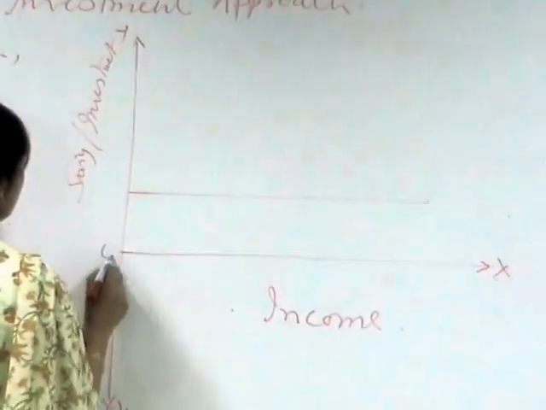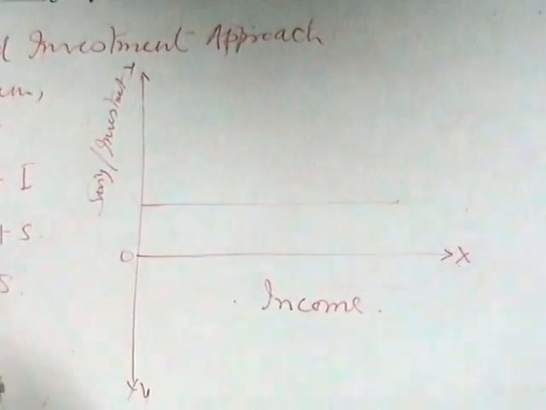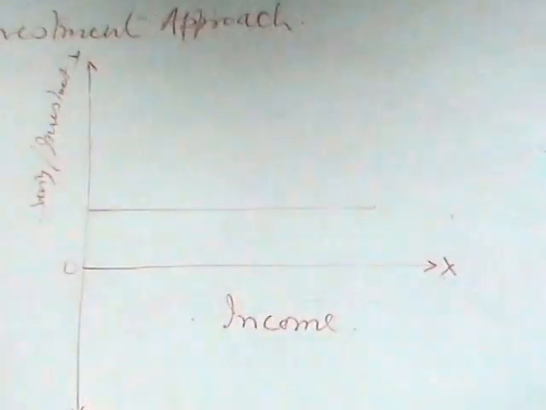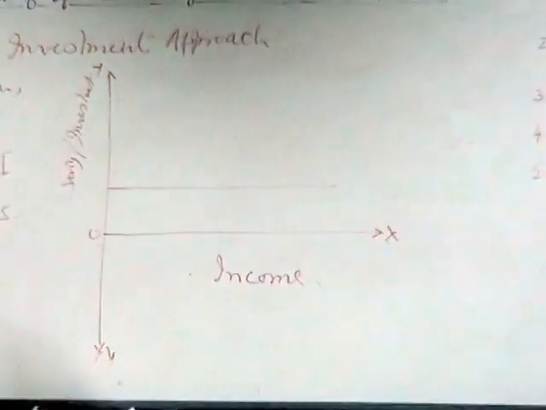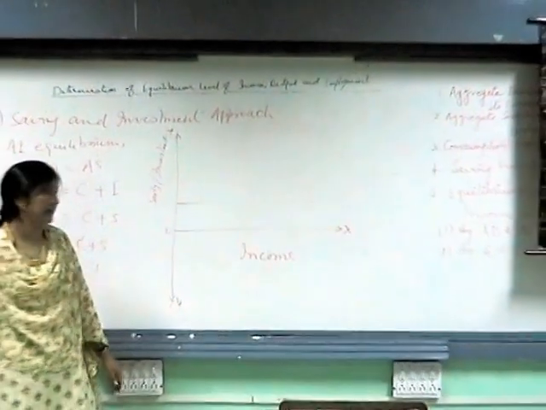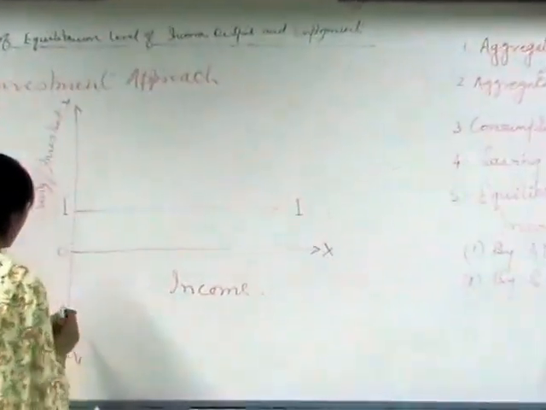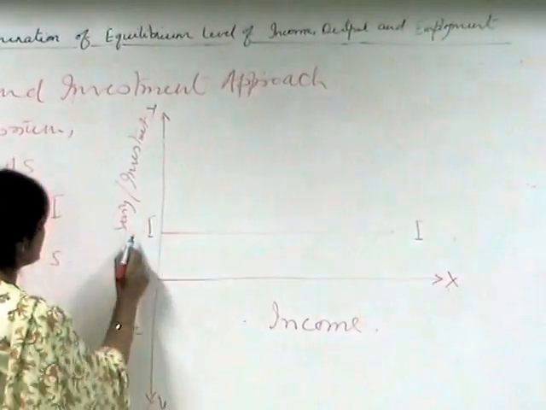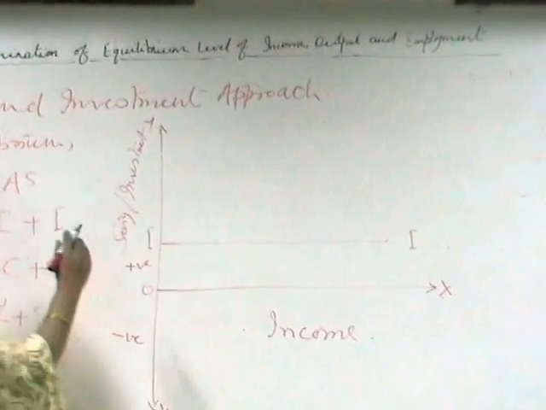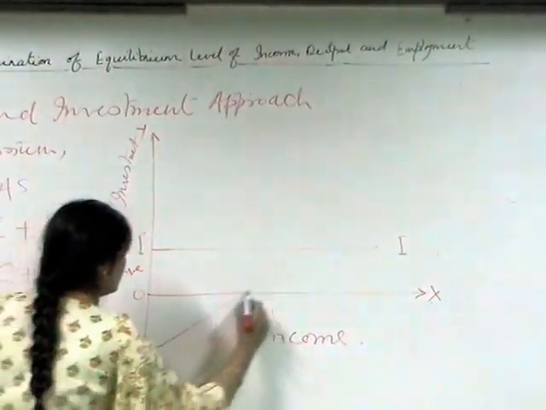Which is this curve? Investment curve. Yes, very good. Why is it parallel to the x-axis? Yes, because it is autonomous investment and it is constant at all levels of income. So we are having the investment curve like this. Then our saving will start from the negative. This is your negative and this is your positive coordinate of the y-axis. Okay. So your saving will start from here.